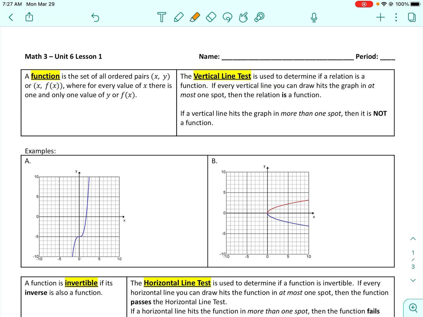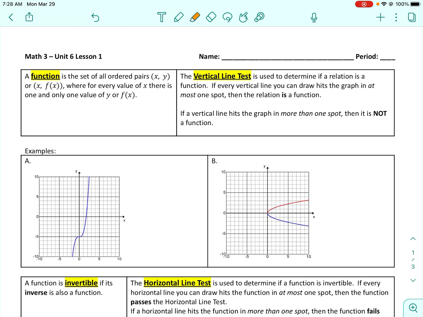The vertical line test is just an easy test to determine whether, when you draw a vertical line straight up and down, it hits the graph once or more than once. It is a function if it hits the graph only once. So here it says if a vertical line hits the graph in more than one spot, then it is not a function. Okay? So let's look at these two examples, example A and example B.